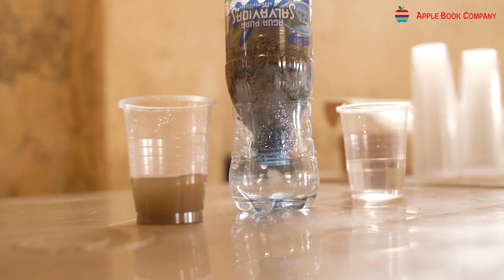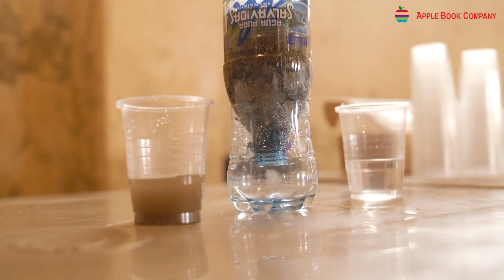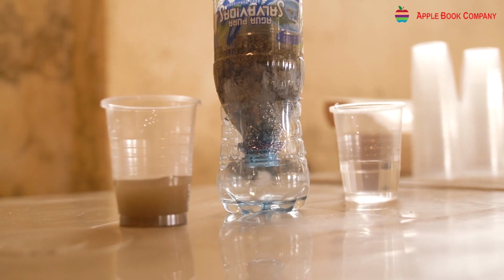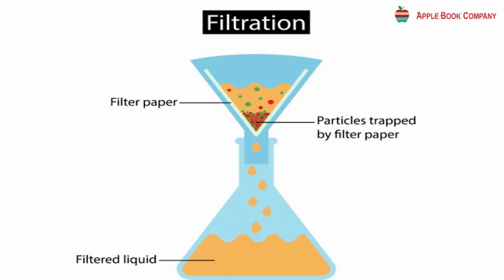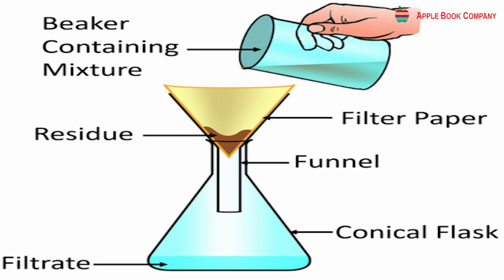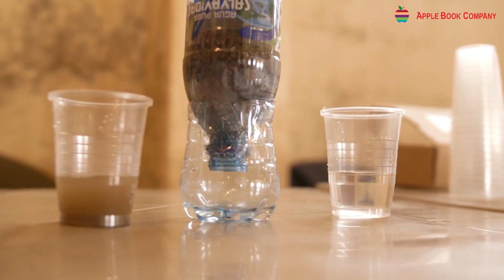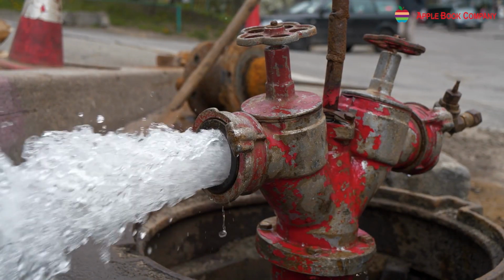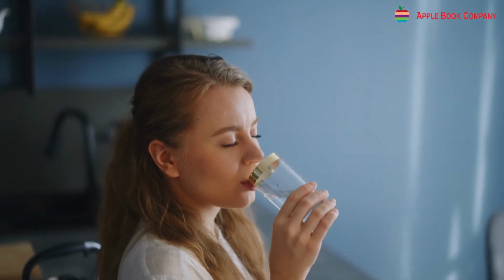Filtration. Filtration is another method of removing insoluble impurities from water. In this method, water is passed through a filter paper placed in a funnel. The impurities are left behind on the filter paper and are called residue. The clear water obtained in a container is called filtrate. Similarly, water on the surface of the earth gets filtered when it passes through various layers of soil to become underground water. That is why underground water is more safe and fit for drinking.